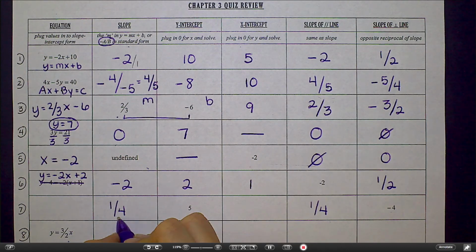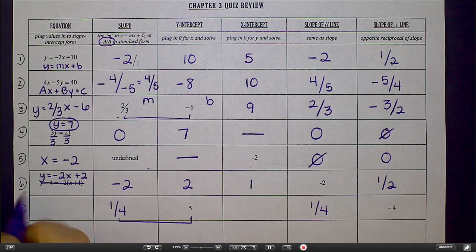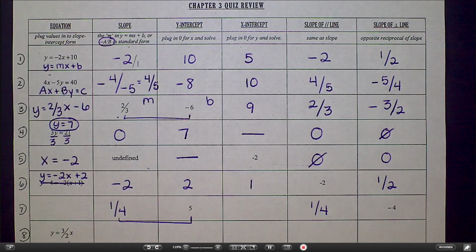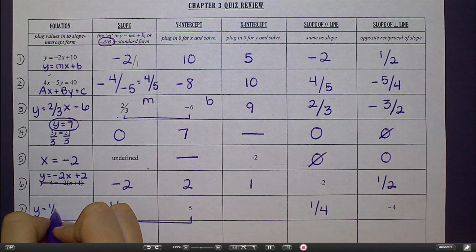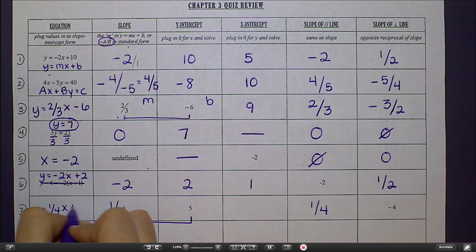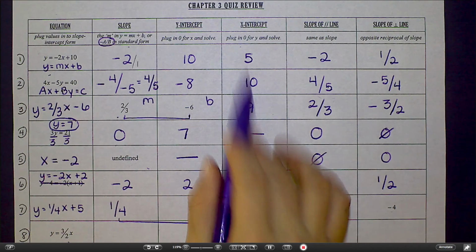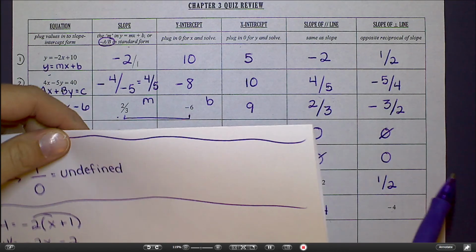And now again, I have a slope and I have a y-intercept. So I'm going to plug this into this y equals mx plus b form that I used up here. So y equals 1/4 x plus 5. And again, to get the x-intercept, I'm plugging 0 in for y. So I'm going to take that equation that I just came up with.